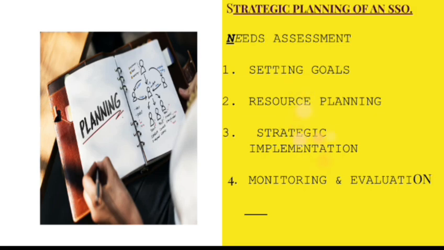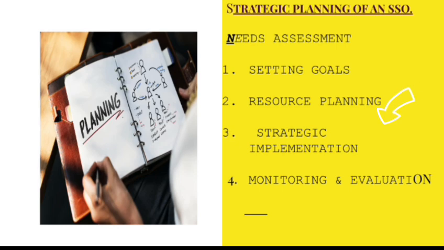Now let us learn about the strategic planning of a social service organization. Strategic planning is the process by which a social service organization decides what it wants to achieve, how it will achieve it, and how it will use resources effectively.